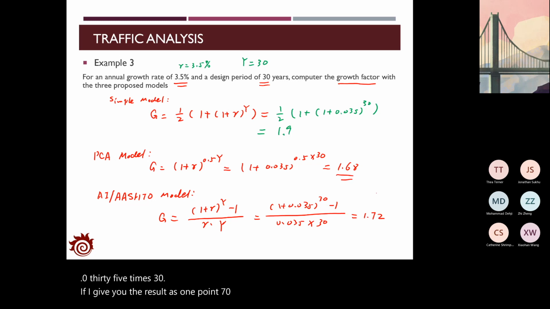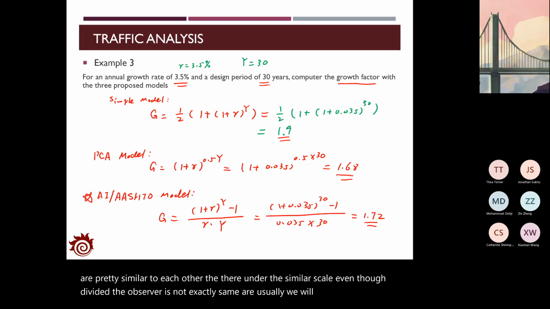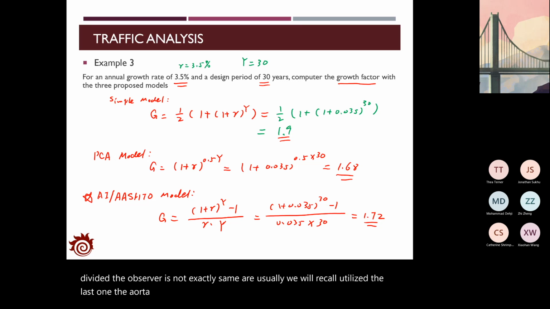So you can see that all these three values are pretty similar to each other. They are on a similar scale, even though the absolute value is not exactly the same. Usually we will utilize the last one, the AI or AASHTO model, to calculate the growth rate, especially for the design of flexible and rigid pavement with the AI and AASHTO method.